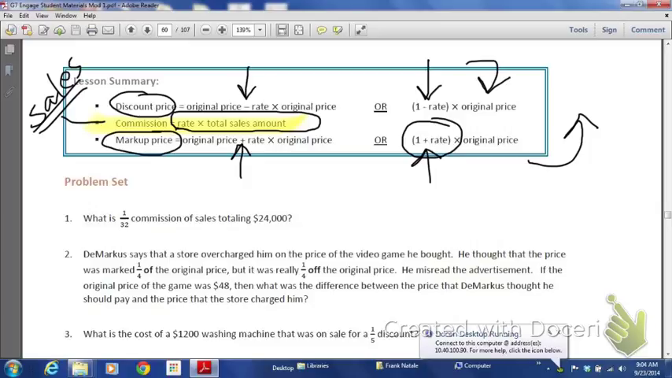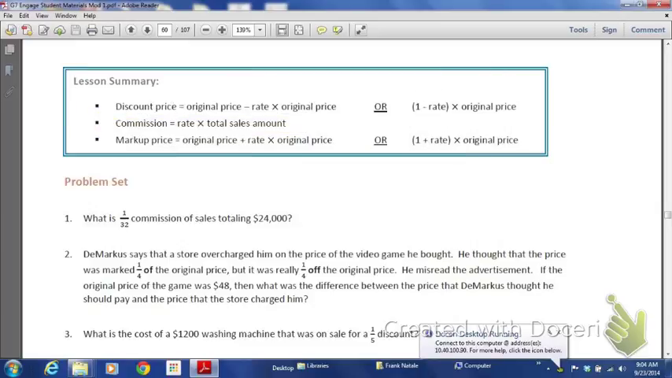Okay, so let's go ahead and do a quick little compare and contrast of a commission and a discount price and all the rest here. Maybe we can just have a whiteboard here. Okay, and let's go ahead and look at these different rates and terminology and see how they are the same and how they are different.